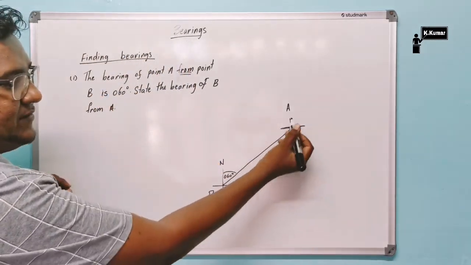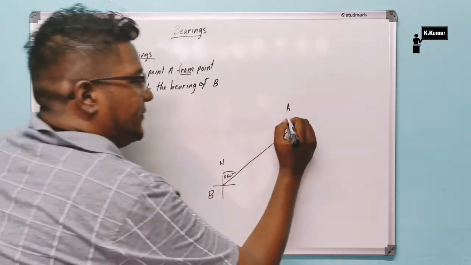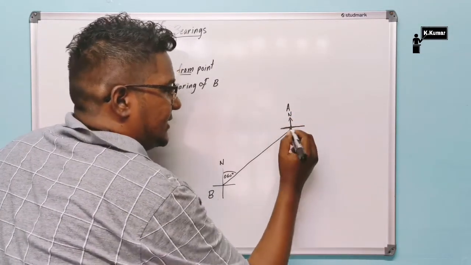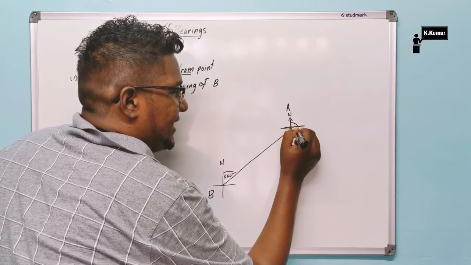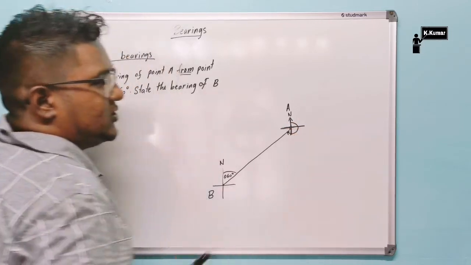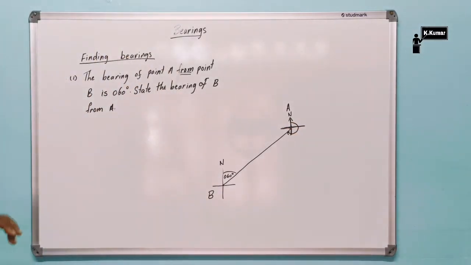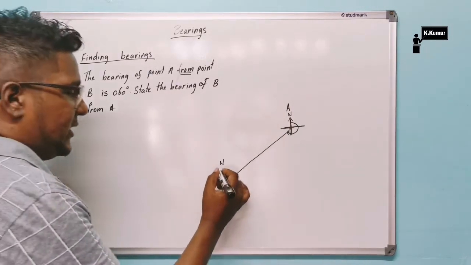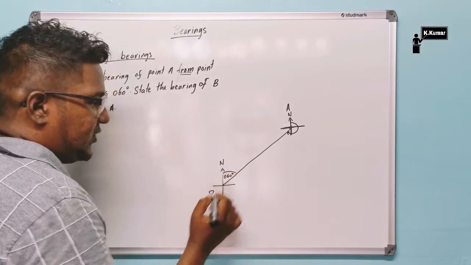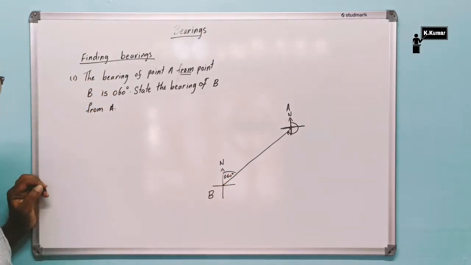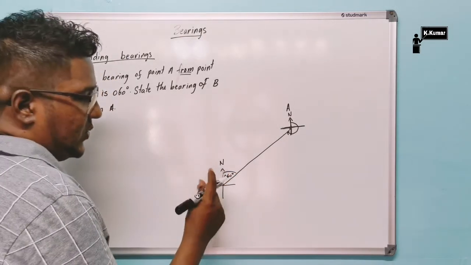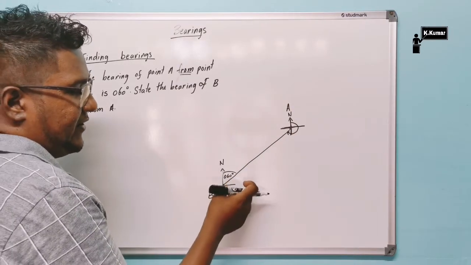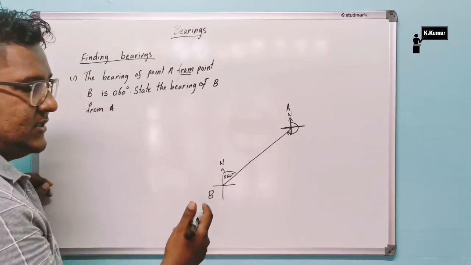So at A, we have to draw up our cardinal points again. We label this side north. Remember, we always start from north and go in a clockwise direction. So they want to know what is that bearing. The distance from north to this line. Now, in one of our previous lessons, we looked at alternate angles, or what we call Z angles. So these two north lines are parallel to each other, and the bearing line becomes the transversal.